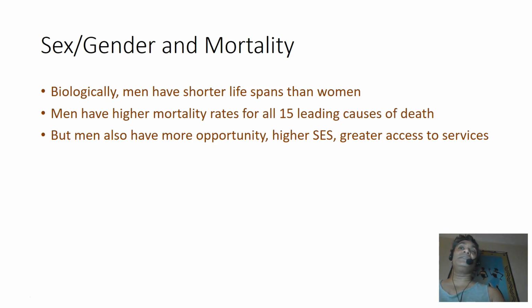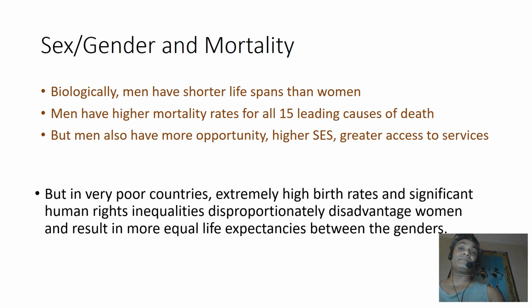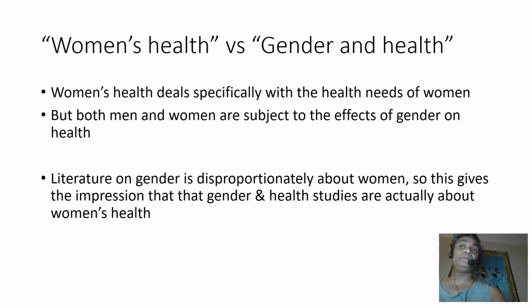So men have higher mortality rates across all groups, but they also have more opportunity. So do those two things balance each other out? In some cultures, they actually start to. So, in very poor countries, extremely high birth rates and a variety of inequalities actually disadvantage women more, and as a result, their life expectancies come down to meet those of men. And again, those disadvantages that the women experience are gender disadvantages. They're not sex disadvantages. You see the distinction? The gender is how society responds to them. Sex is who they are innately and biologically.